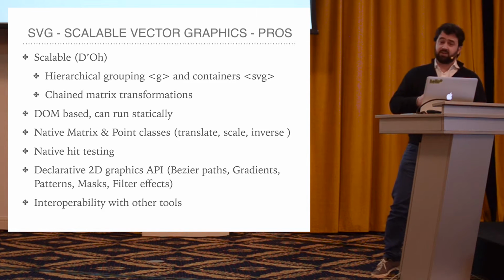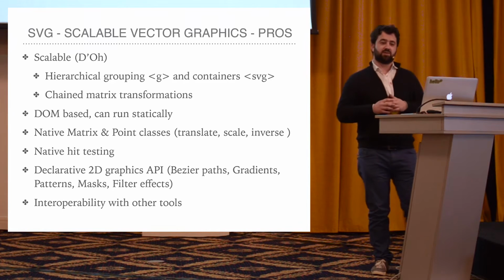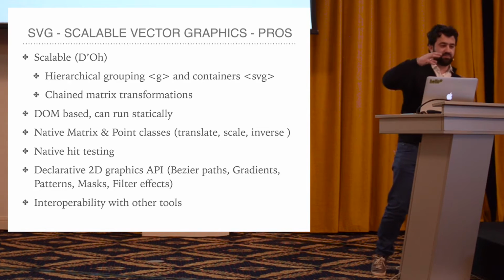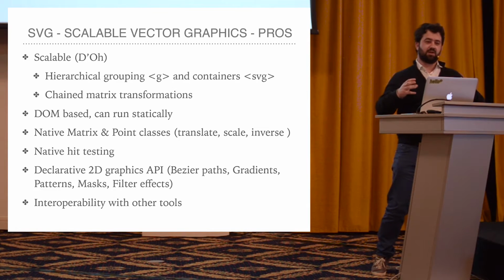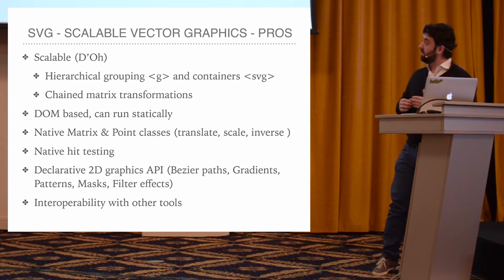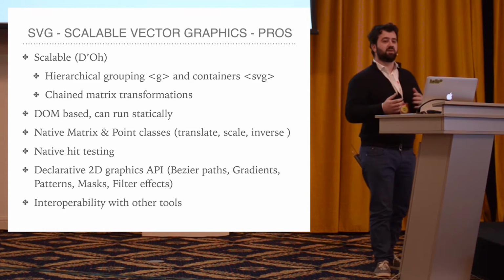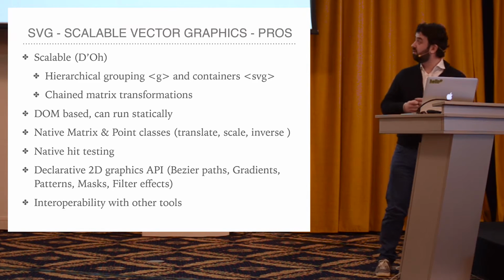It's got very nice support for grouping, and it's not only for containing stuff together, but also for chaining transformation. So you can do rotation, you can do translation at the same time, you can do scaling and skewing. So this is really powerful. It's something you don't have in Canvas, or you have to re-implement sort of by hand.